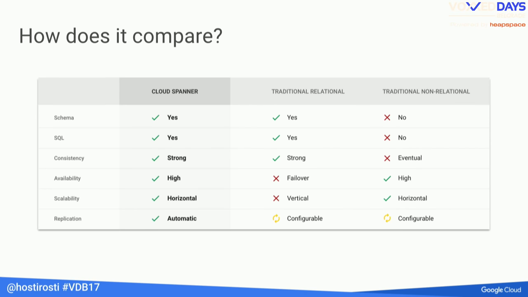So if you look at Cloud Spanner, it combines the strong features that you see in a traditional relational database system with the scalability of a NoSQL database.